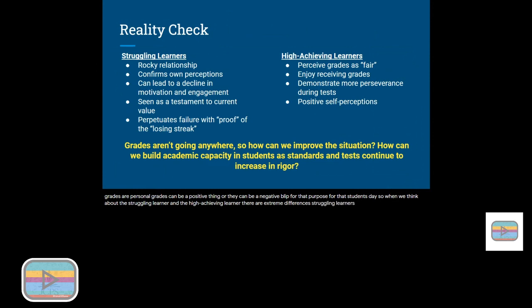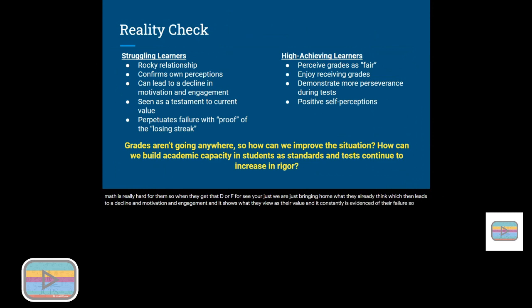Struggling learners have a really rocky relationship with grades because it already confirms what they already believe. Those students already know that they might struggle in the classroom, or that math is really hard for them. So when they get that D or F or C, we are just bringing home what they already think, which then leads to a decline in motivation and engagement. And it shows what they view as their value. And it constantly is evidence of their failure.